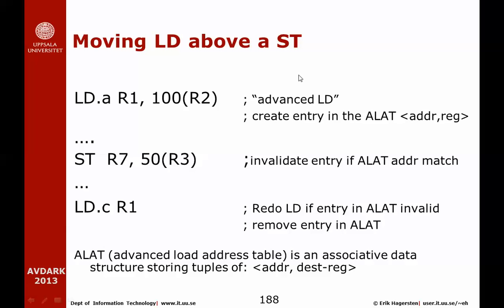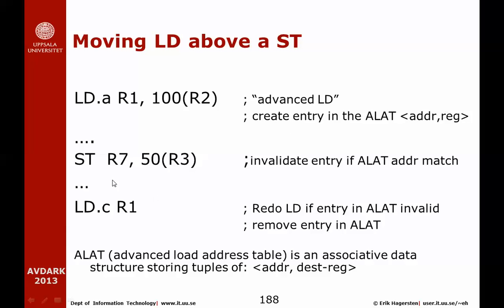So you put in the tuple. This is where you perform the advanced load, and that means that you will do all the work here. Then you will put in the tuple, address, register number, in the ALAT, and all the stores that follow will check the ALAT, and if the store happens to be to an address which is stored already in the ALAT, it will remove that entry from the ALAT.